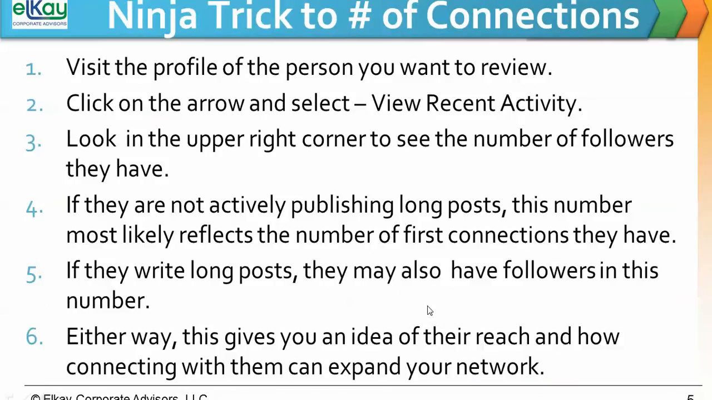So the ninja trick, as a recap: visit the profile of the person you want to review to potentially connect to. Click on the arrow and select View Recent Activity. And look in the upper right corner to see the number of followers they have. If they are not actively publishing long posts, this number most likely reflects the number of first connections they really have. But if they write long posts, they actually may have followers in this number. And of course, if they are an influencer, they will. Either way, it gives you an idea of their reach and how connecting with them can really help you expand your network. So I hope that this quick ninja trick will help you strategically look to how you add connections on LinkedIn.